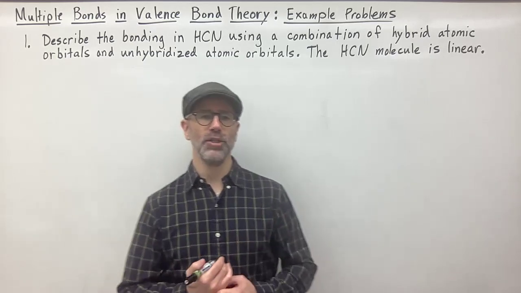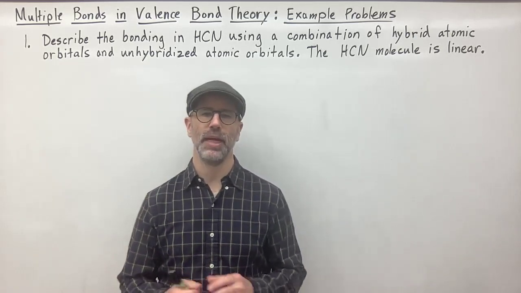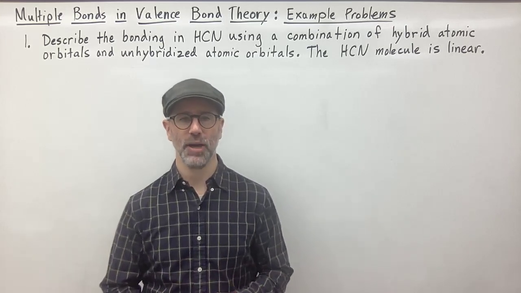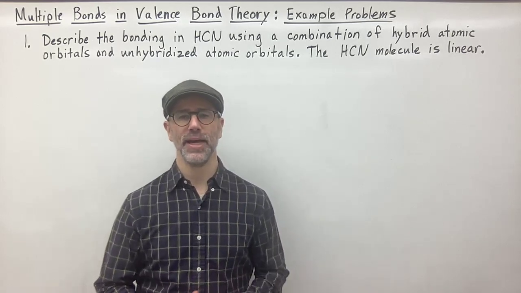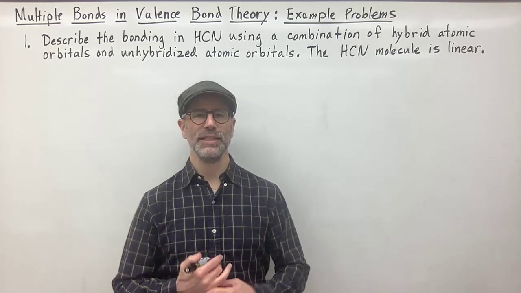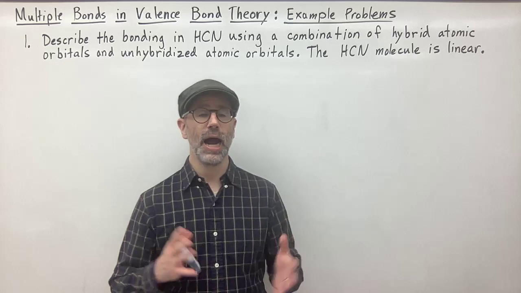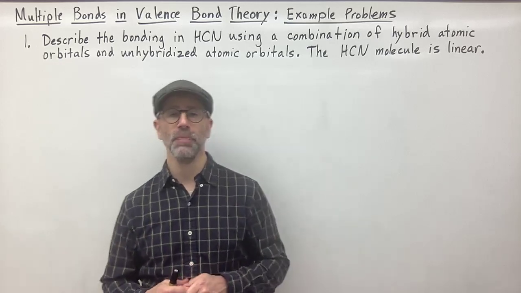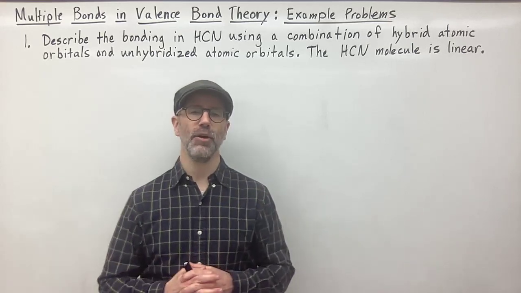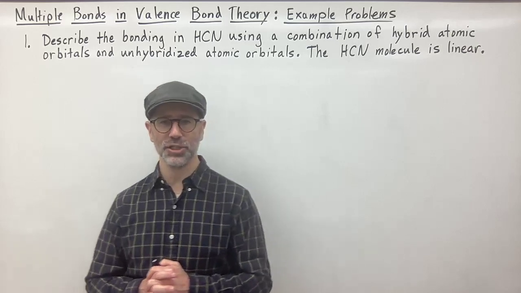So in the first problem, we're asked to describe the bonding of HCN using a combination of hybrid atomic orbitals and unhybridized atomic orbitals. And we're told that the HCN molecule is linear. So the first thing we want to do is, from the information given, predict what the hybridization is going to be for your molecule. Since in this case we're told that it's linear, it's very likely that the molecule is going to have sp hybridization.